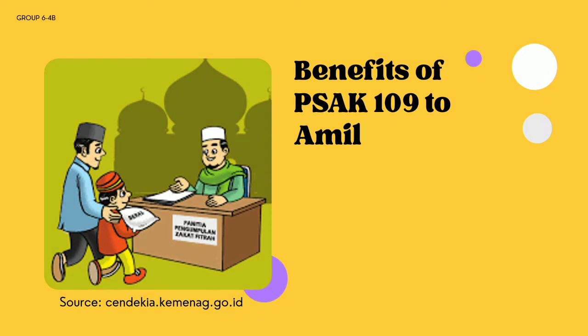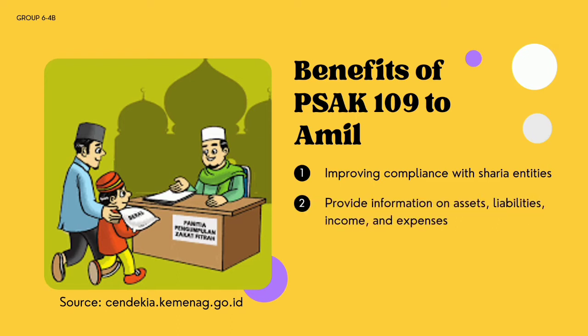In point 1 is improving compliance of Sharia entities or Amil with Sharia principles in all transactions and business activities. Point number 2 is to provide information on assets, liabilities, income, and expenses which are not in accordance with Sharia principles, if any, and how the funds are obtained and used.